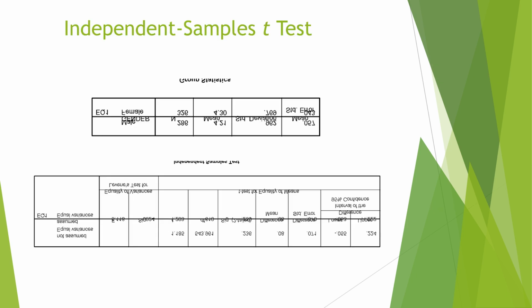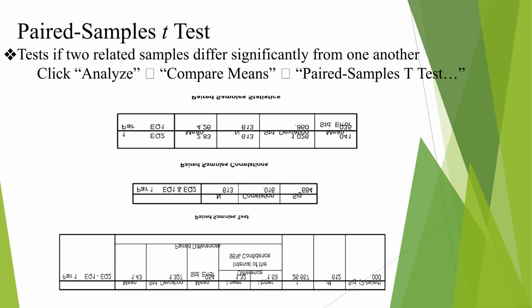The paired samples t-test checks if 2 related samples differ significantly. Click Analyze, Compare Means, then Paired Samples t-test. Here you define the pairs of related variables to compare.